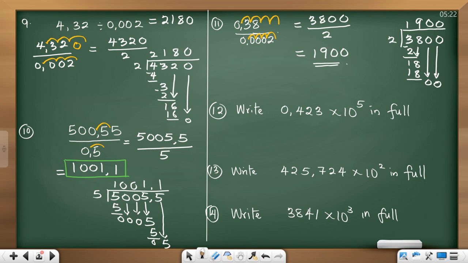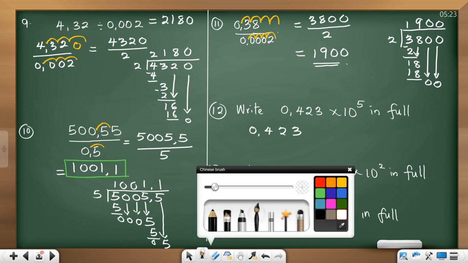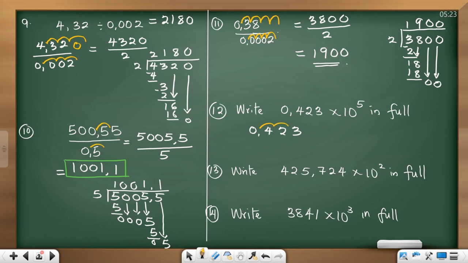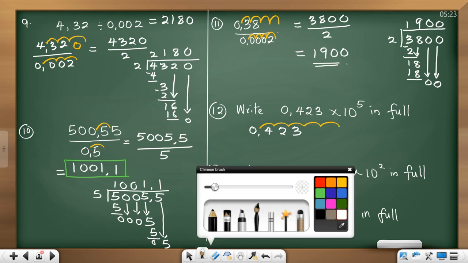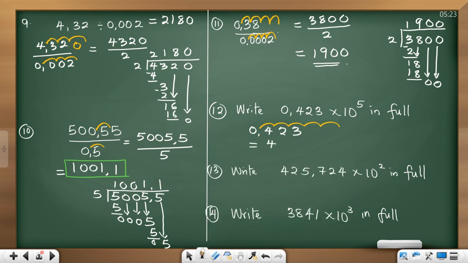Number 12. Write 0,423. Okay, I'm going to come here just to make it look nicer. Times 10 to the power positive 5. What am I simply instructing you? Jump 5 times to the right. 1, 2, 3, 4, 5. Remember, I have now moved my comma. What would my answer be? 4, 2, 3. My empty spaces, 0, 0. The comma is at the end now, which is not necessary anymore. We're done.